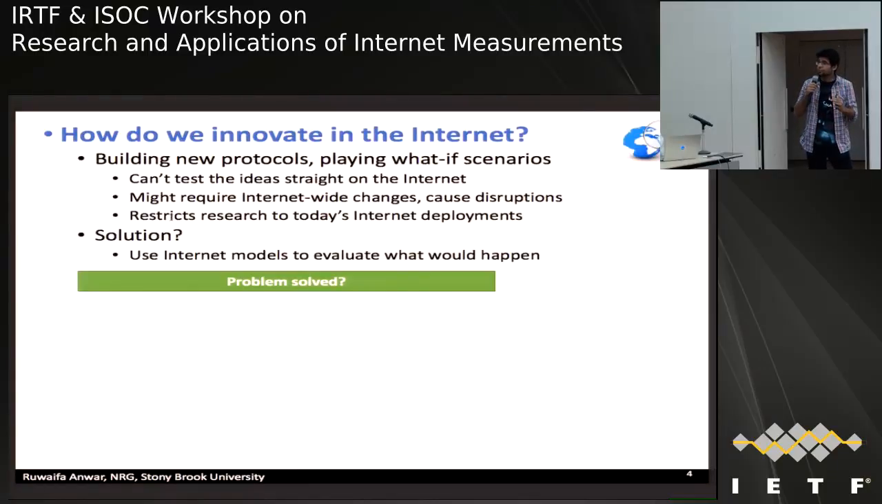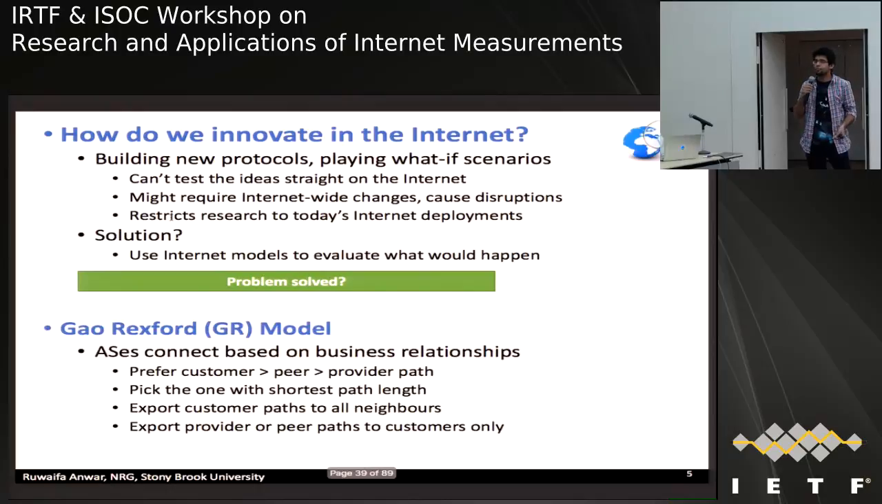The standard model of routing policies was put forward by Gao and Rexford in the early 2000s. According to this model, ASs connect to each other based on their business relationships. That means ASs can have a customer-provider relationship in which customers pay the transit cost, or they can have a peer-to-peer relation in which both ASs generally exchange traffic at no cost. According to this model, an AS will always prefer a customer path over a peer path over a provider path, and they will always pick the path with the shortest path length.